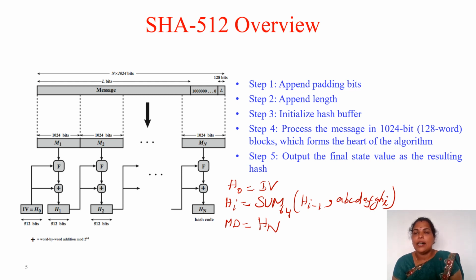For any hash function, we can give an input of any variable size, but it will produce a fixed size message digest or hash value only. Let us see this diagram. This is the overall block schematic of SHA-512. Here you see the message is there.